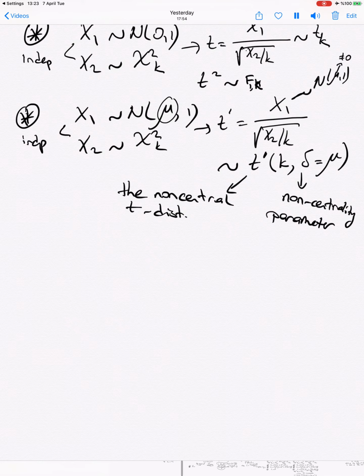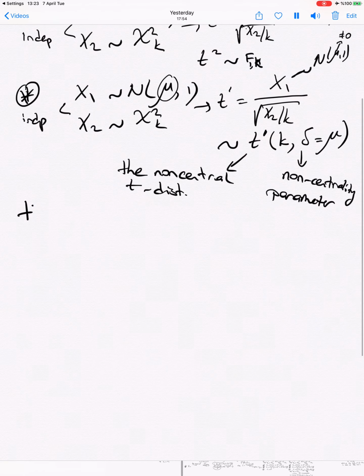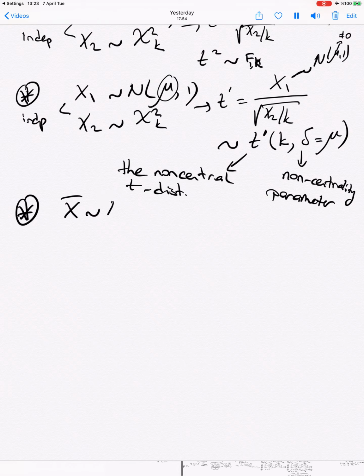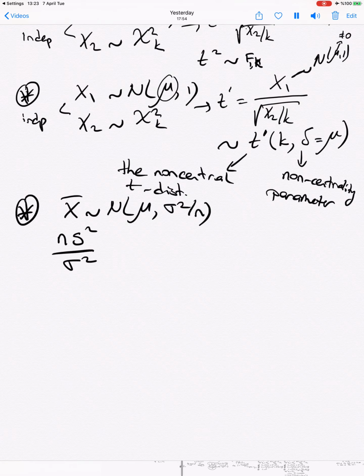And we have some table values and charts for the non-central t distribution, so we can find the probability values using these charts. As you can see, we have a similar situation. In our situation, we have x bar, which is distributed as normal with mean mu and variance sigma square over n, right? And we have n s square over sigma square, where we are using s square as the sample variance, which has chi-square with n minus 1 degrees of freedom, and these two are independent from each other.